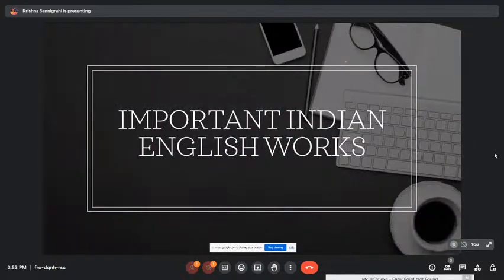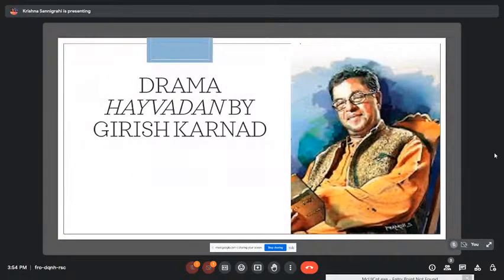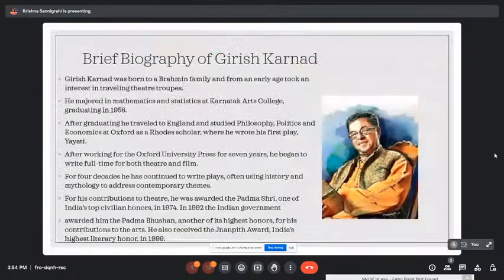Now we are going to discuss some important Indian English works. And the first work which we are going to take up is drama, which is Hayavadana by Girish Karnad. Girish Karnad was born to a Brahmin family and from an early age took an interest in traveling theatre troupes. He majored in mathematics and statistics at Karnataka Arts College, graduating in 1958.